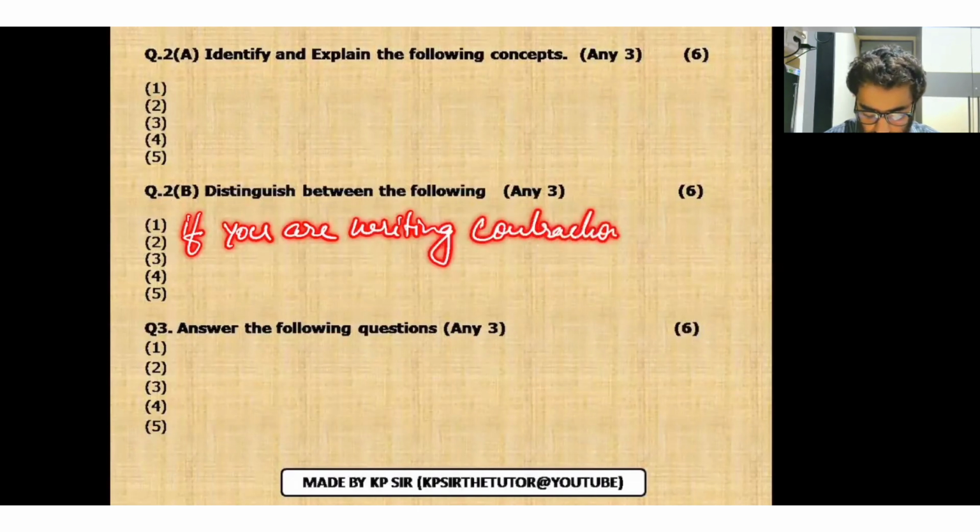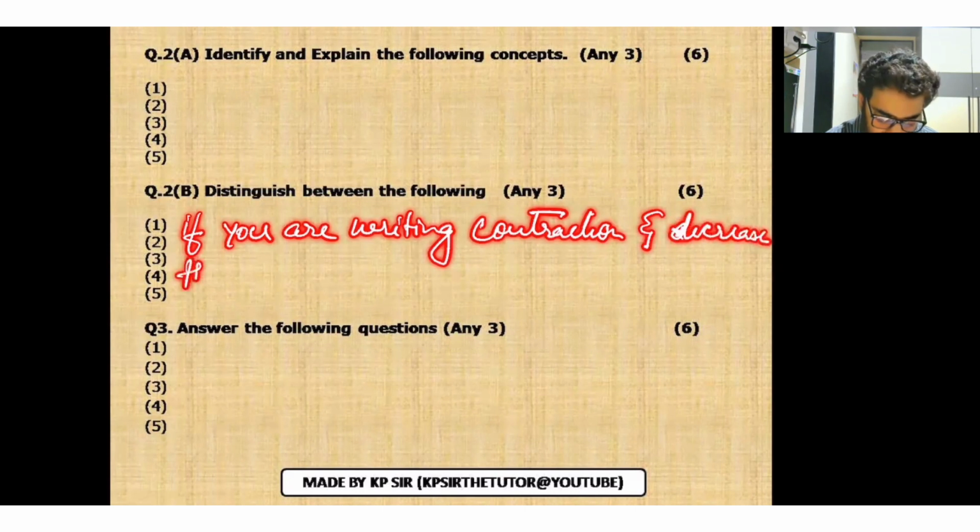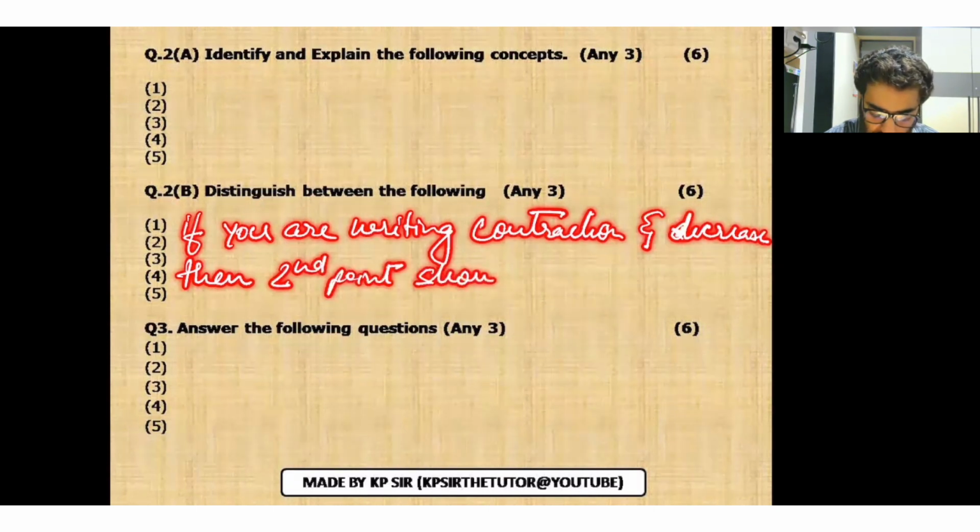If you are writing contraction and increase or decrease, then the second point should be the diagram.